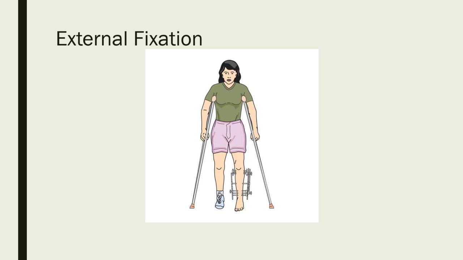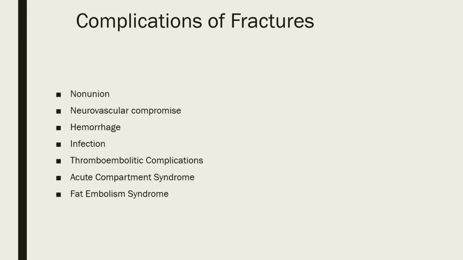It's pins and rods that are drilled into the bone through the skin, and then a device is erected on the outside of the body to provide immobilization. This type of surgical repair requires pin site care at least once a shift. Complications of fractures could include a non-union of the bone, neurovascular compromise, hemorrhage, infection, thrombolytic complications, or acute compartment syndrome. You could also develop a fat embolism.